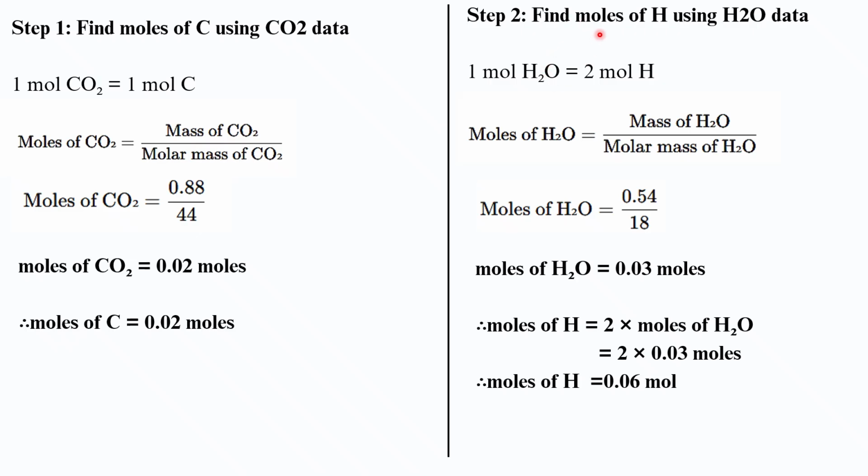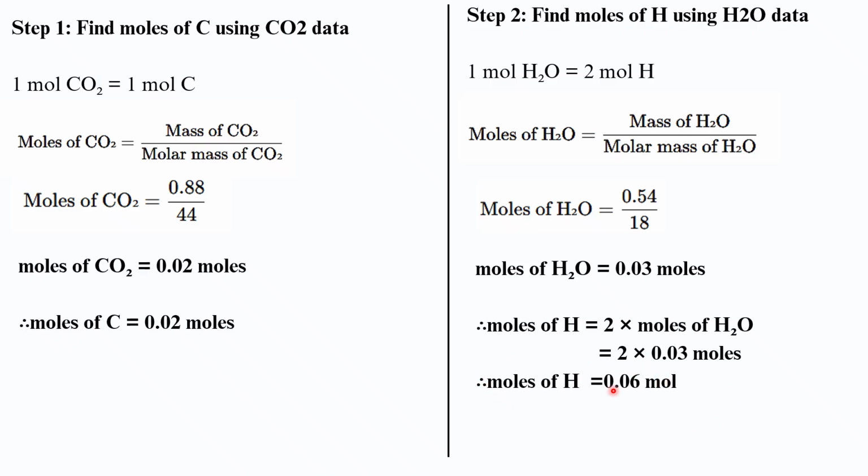So I will end up with what? Moles of hydrogen. So moles of water is equal to what? Mass of water divided by the molar mass of water. The mass of water given in the question was 0.54, divided by the molar mass of water, which is 18. If I do the calculation, I will get the value as what? 0.03 moles. Now you just have to multiply this 0.03 moles by 2, and you will end up with the number of moles of hydrogen.